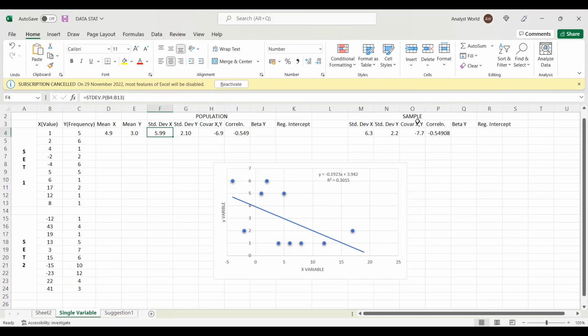And if you consider this X value, the first set of data, to be sample data, the mean still remains 4.9; the mean does not change. The standard deviation changes from 5.99 to 6.3, right? Now we will see whether the calculator returns the same values or not.